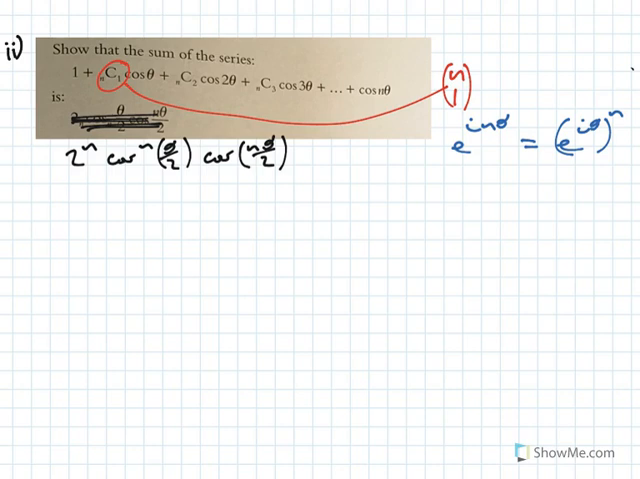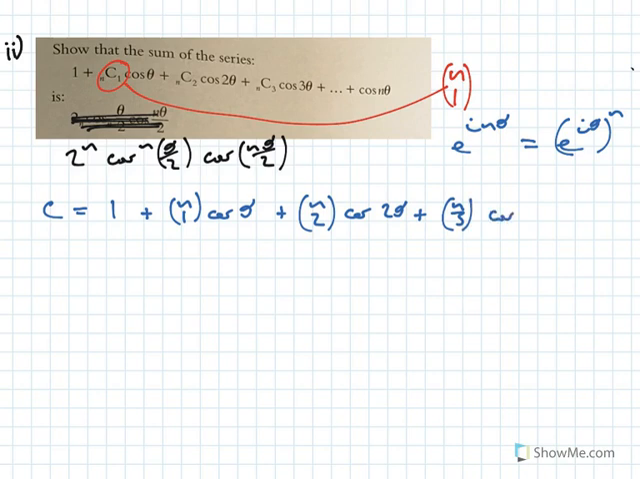So what we're going to do to answer this question is introduce two series. We're going to introduce a series C, which is 1 plus n choose 1 cos theta plus n choose 2 cos 2 theta plus n choose 3 cos 3 theta, dot dot dot. And that's just what we want to show actually.